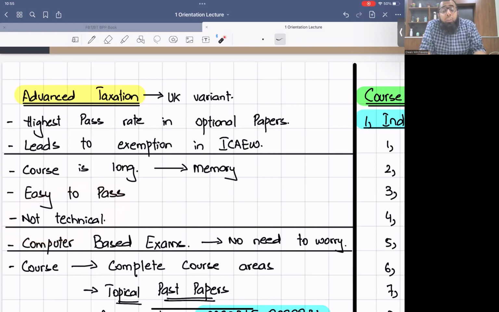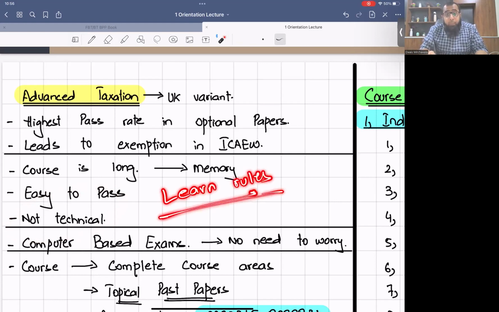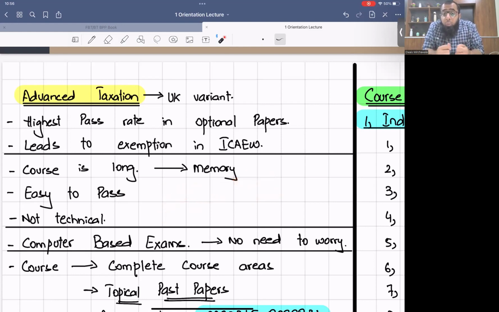When we talk about the course of advanced financial management, that paper is pretty much tricky. But when we talk about advanced taxation, it is not a tricky paper. When we talk about advanced audit and assurance, you need to have good writing skills, but in ATX, there is no such requirement. The only skill required in ATX is to learn rules. You need to memorize the rules. You need to learn the rules. There are many small rules which require learning and memorization on behalf of the student.